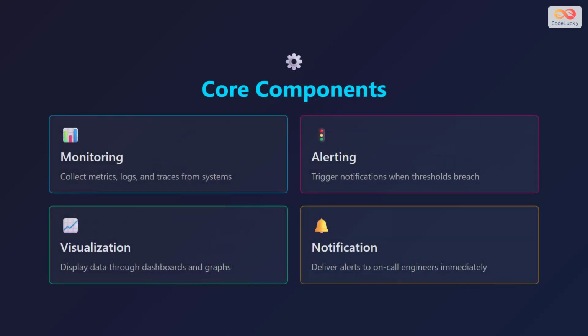Incident detection relies on 4 core components working together. First, monitoring collects metrics, logs, and traces from your systems. Second, alerting triggers notifications when specific thresholds are breached. Third, visualization displays this data through dashboards and graphs so teams can understand what's happening. Finally, notification delivers alerts to on-call engineers immediately so they can respond.